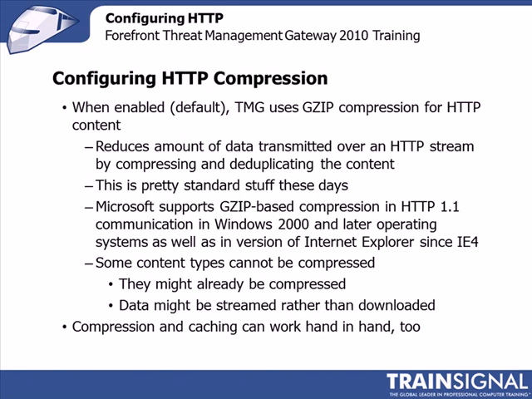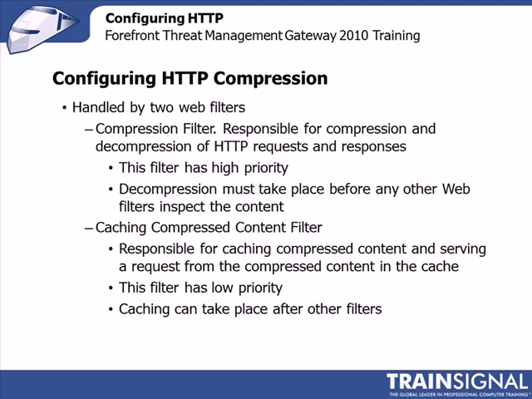Compression and caching can work hand in hand too. If you're caching content, it could be compressed, which is good because the caching mechanism is intended to try to save your bandwidth. So using compression and caching together can have a bigger bang for your buck than just using one or the other. We'll be talking about caching later in this course. HTTP compression is handled by two web filters. I'll show you those web filters right now.